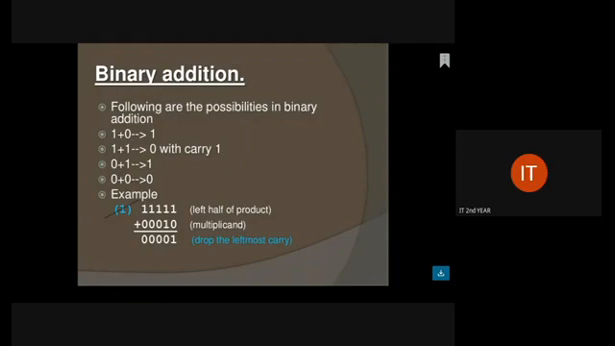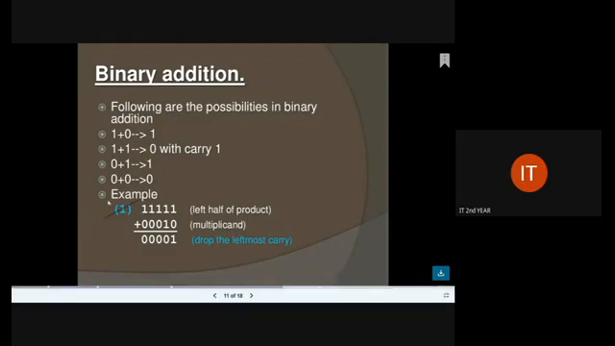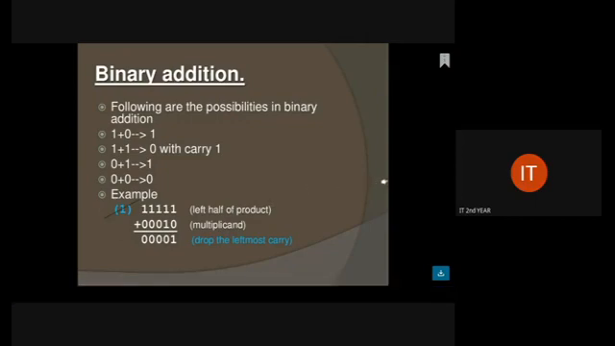While dealing with this, we add both these values. We get 1 plus 0 is 1, 1 plus 1 is 0 with carry 1, again 1 plus 1 is 0 with carry 1, again 1 plus 1 is 0 with carry 1, and finally 1 plus 1 is 0 followed by carry 1. This final carry will be dropped out. This is the basic procedure: we drop the leftmost carry bit while dealing with signed integer multiplication.